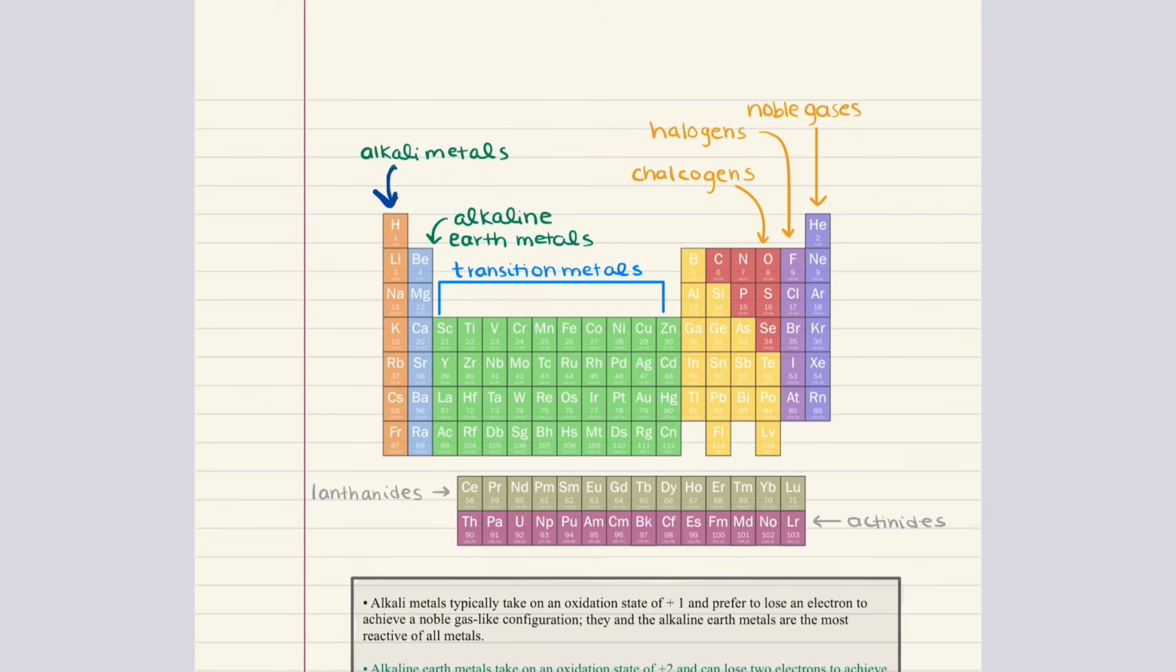Alkali metals, again, are highly reactive, especially with water, forming hydroxides and releasing hydrogen gas. They're stored under oil to prevent reactions with moisture in the air.